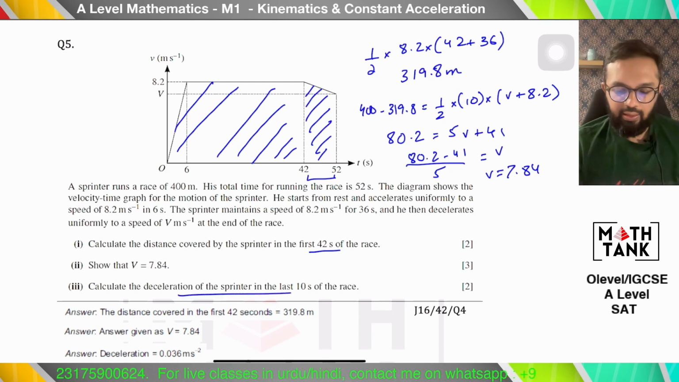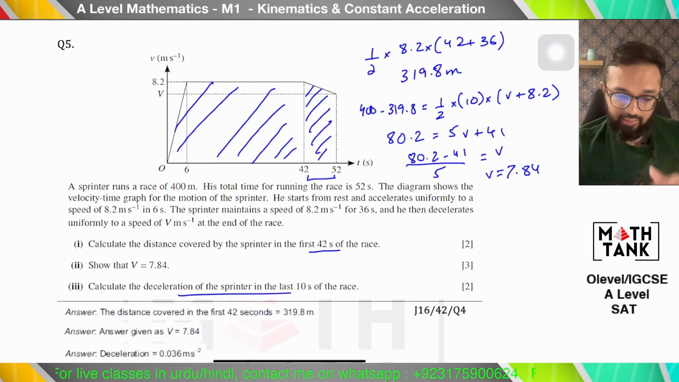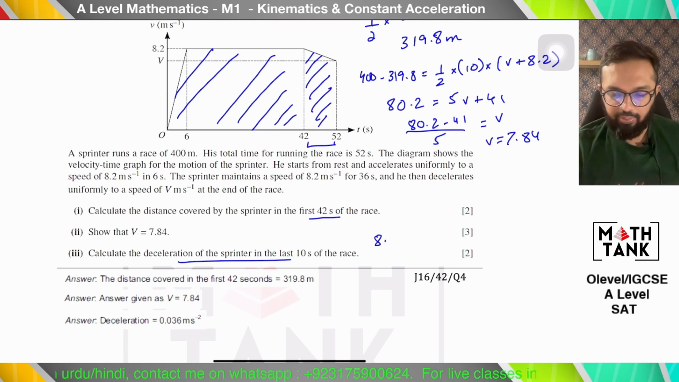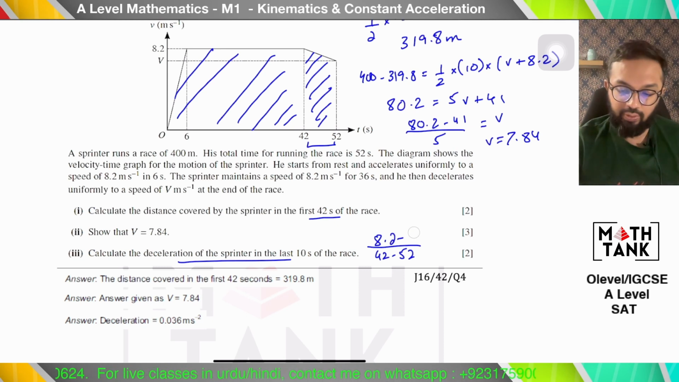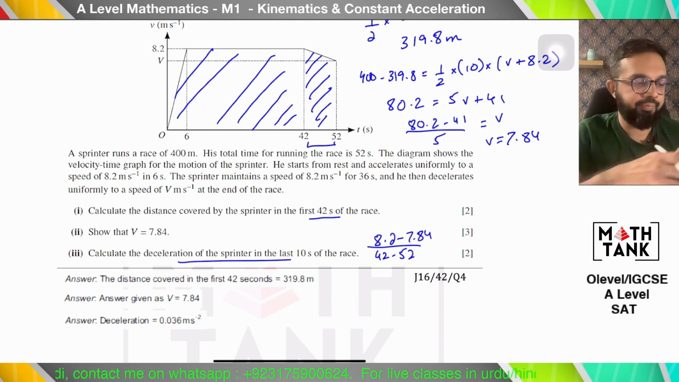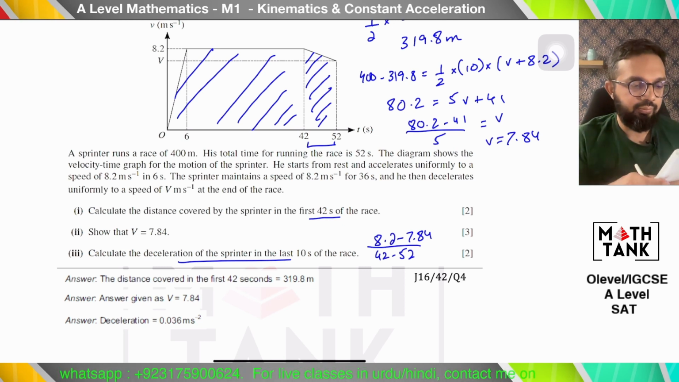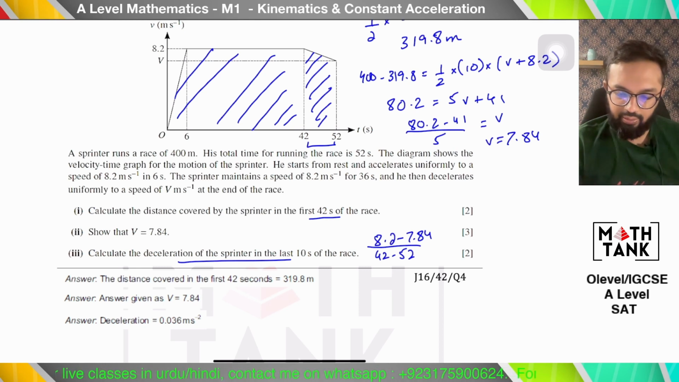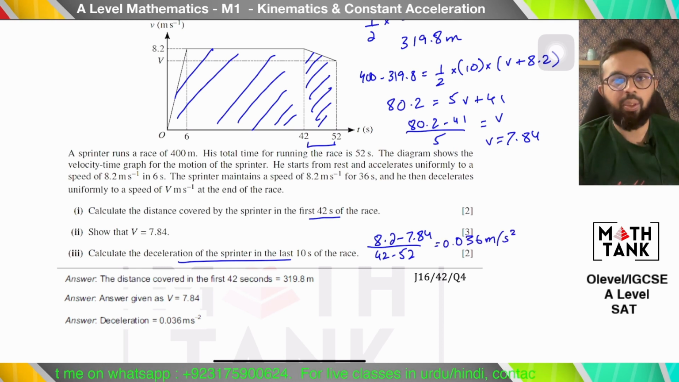7.84. Calculate the deceleration of the sprinter. I think that is also very simple. 8.2 minus 0 over 42 minus 52. Not 0, 7.84, sorry. 7.84. 0.036 meters per second squared.